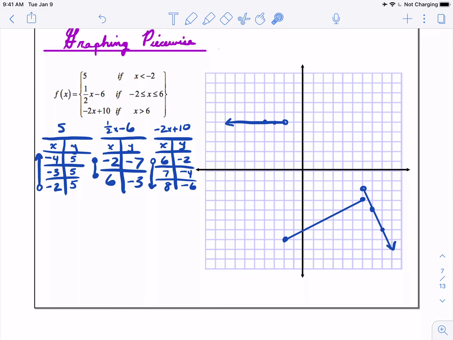This is still a function, even though it looks like it would fail the vertical line test. We have an open and a closed circle every time it looks like they're sharing an x value.